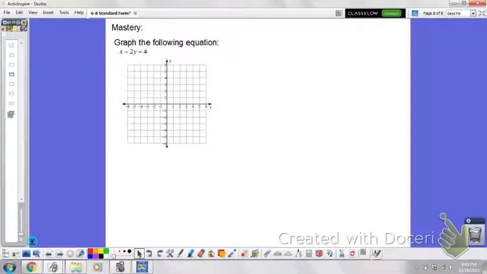So we'll finish up today's lesson by completing this mastery. So go ahead and graph the equation again. You can substitute zeros to find your intercepts, or use your y equals mx plus b equations. Go ahead and pause the video, and then when you're ready for the solution, unpause it.